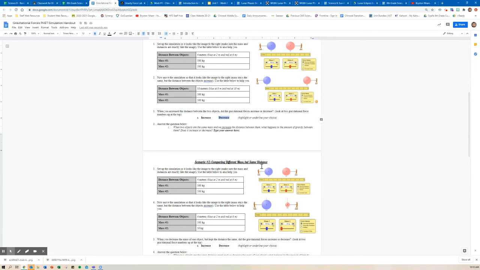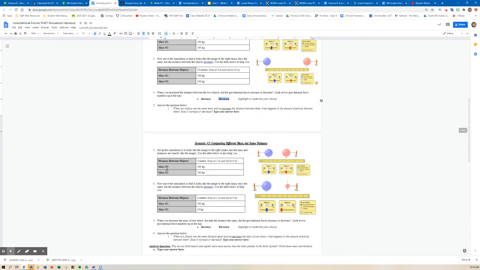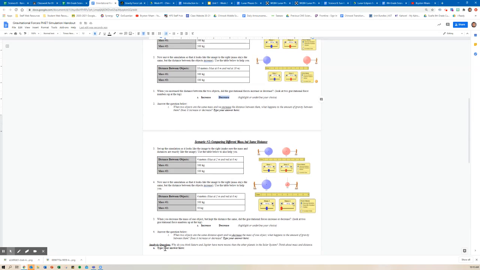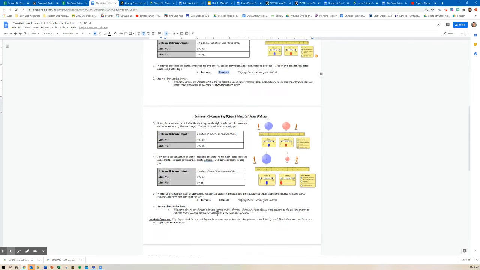Then you're going to go through scenario two, and it's pretty much the same type of manipulation, but now we're going to have the same distance, but different masses. Okay, so same distance, but different masses. The distance is going to be 4 meters. We're going to start at 500 kilograms each, and then we're going to decrease the red ball to 50 kilograms, and you're going to answer the questions below here about what happened.